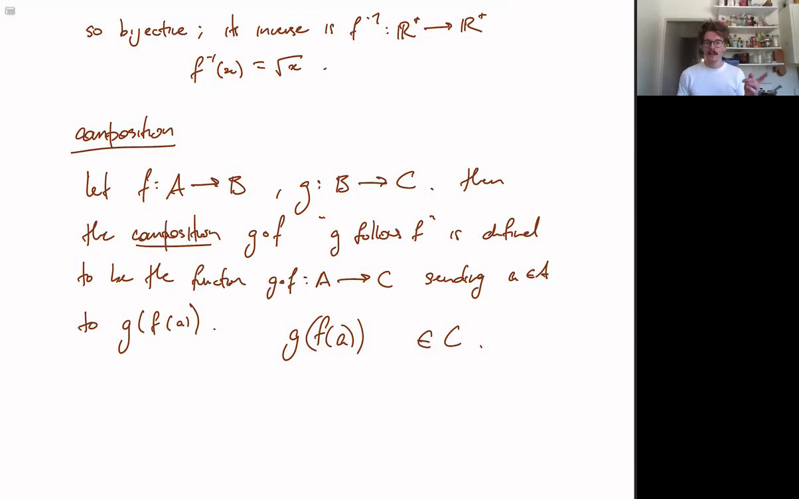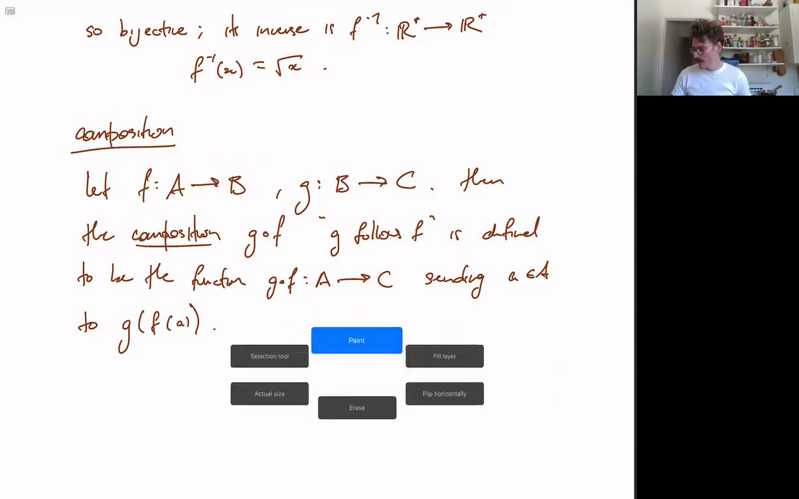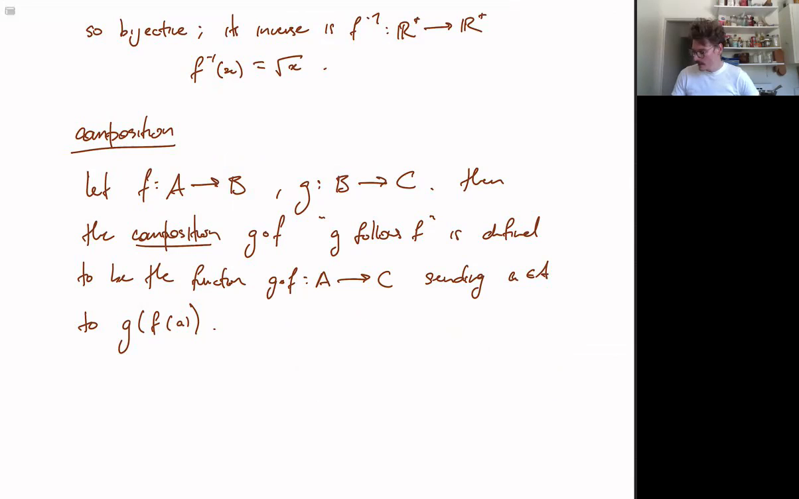So this is how it works. You just apply F to go from A to B, and then you apply G to go from B to C. So you should be thinking of this as A maps to B, maps to C, right?